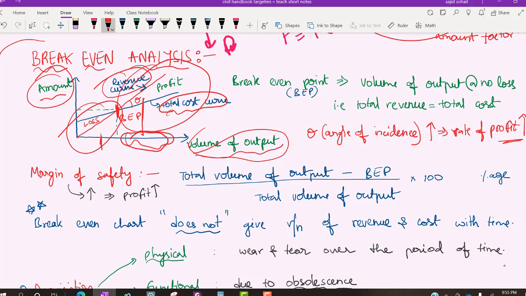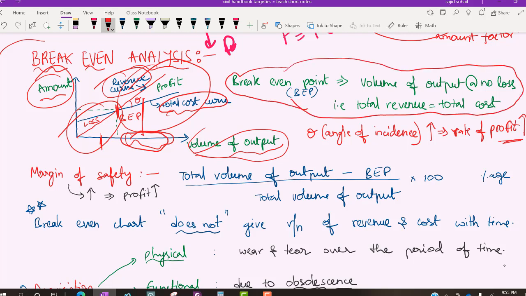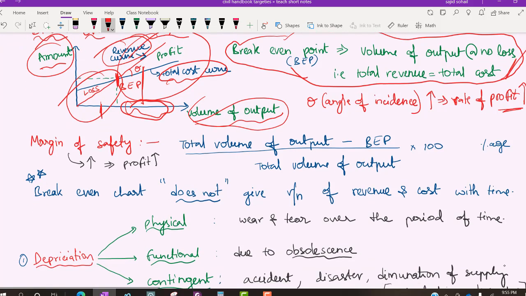So break even analysis, what does it give? It gives us how many units you have to produce so that you will not be in loss. Okay, how many units you have to produce and sell so that you will not be in loss. You will be getting from break even analysis. Okay, so what does this break even point represent? It represents volume of output at which there will be no loss. I hope you got it.